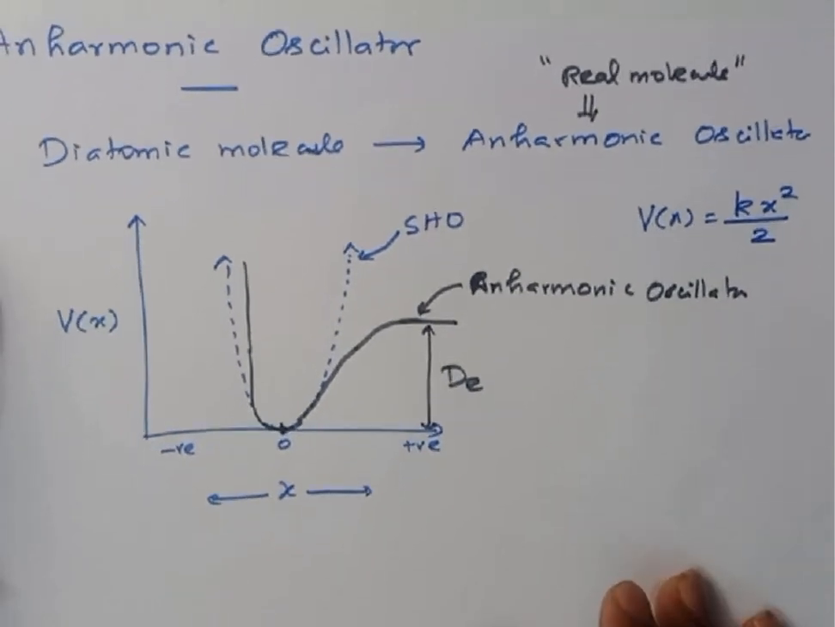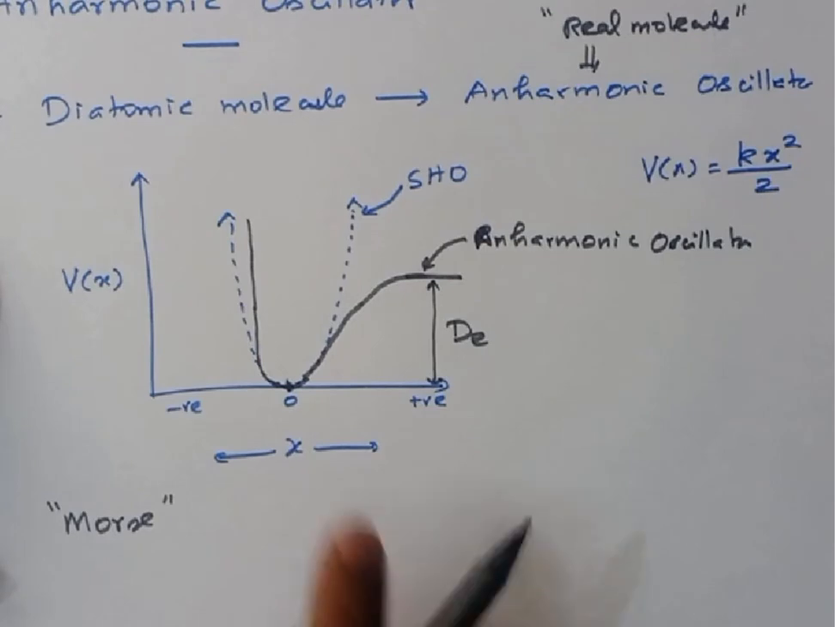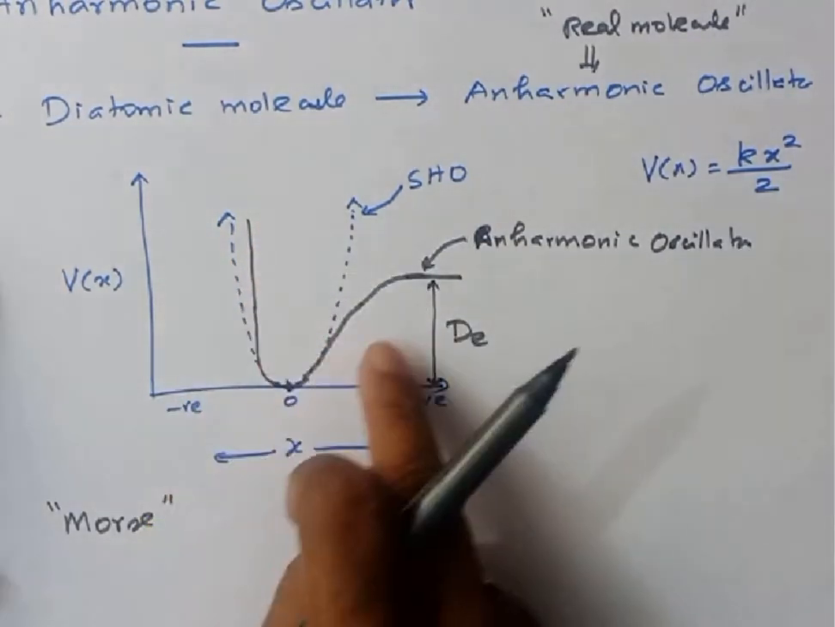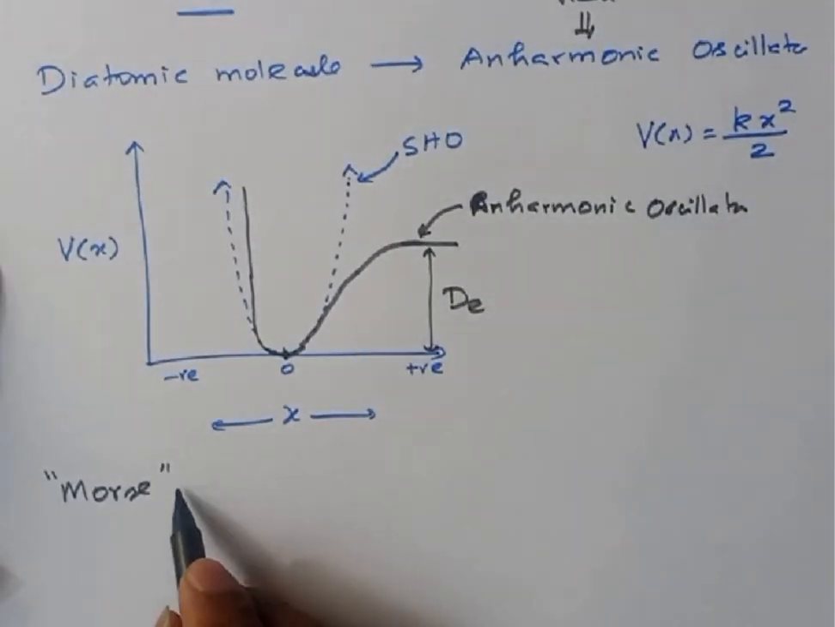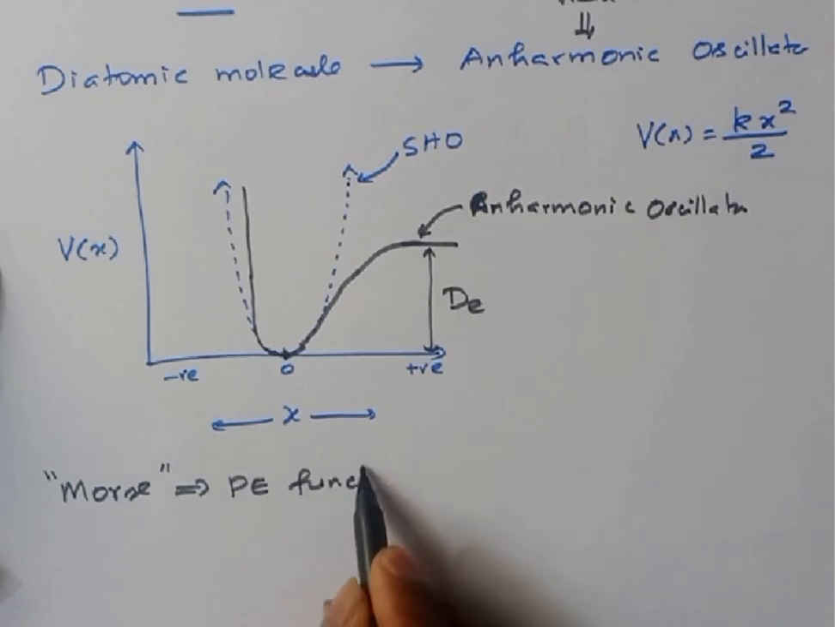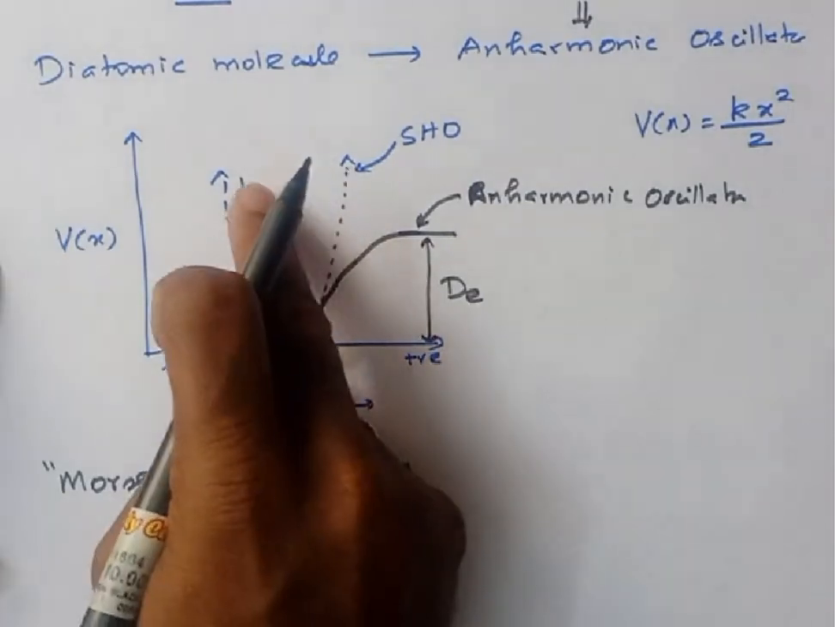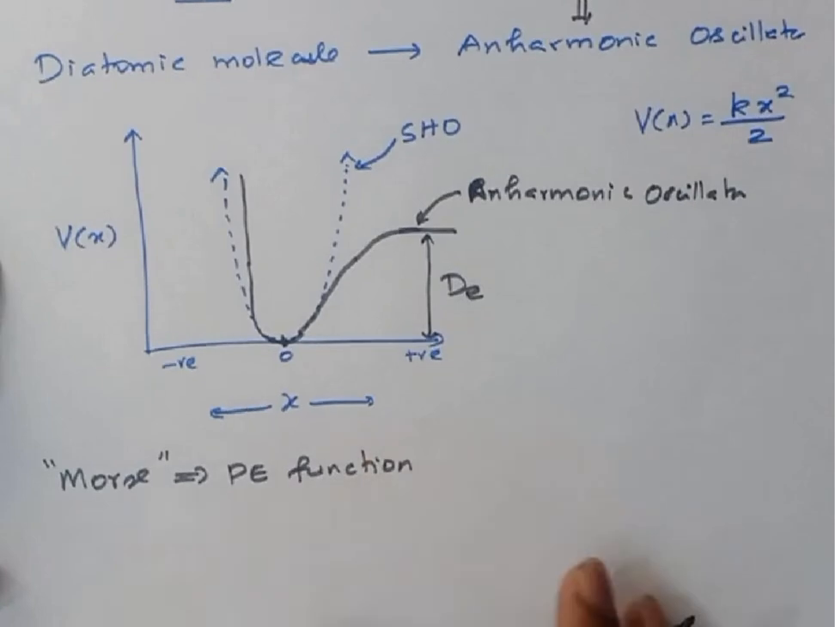The scientist Morse introduced an empirical relation to fit this curve. Morse gave an equation, called the Morse potential energy function. It is just an empirical relation. In order to fit this anharmonic oscillator curve, Morse gave an equation like this.